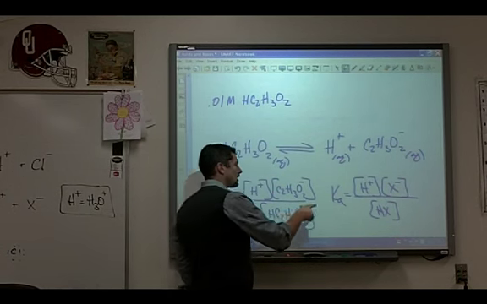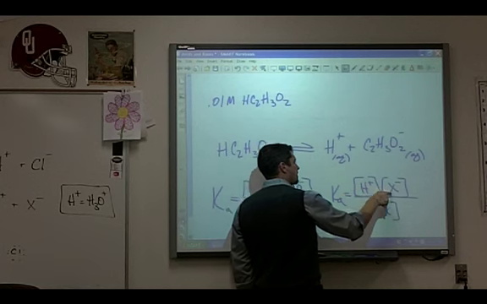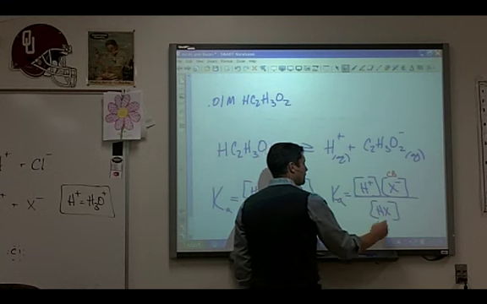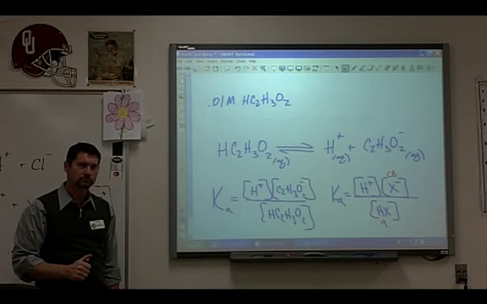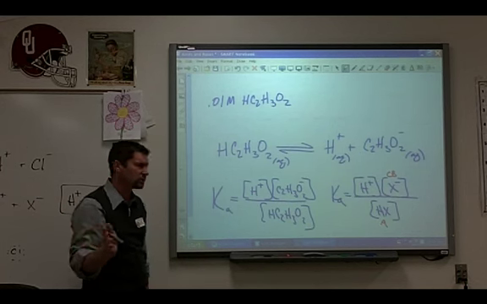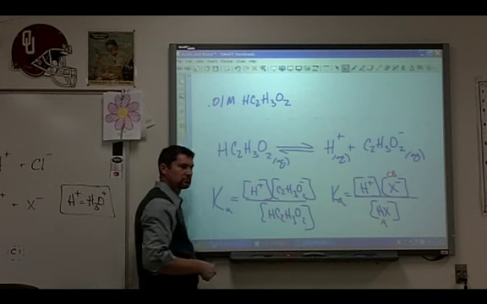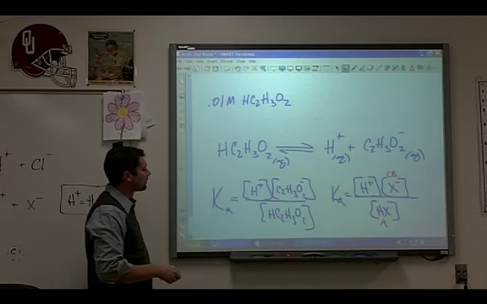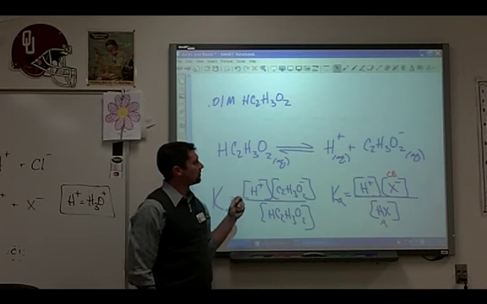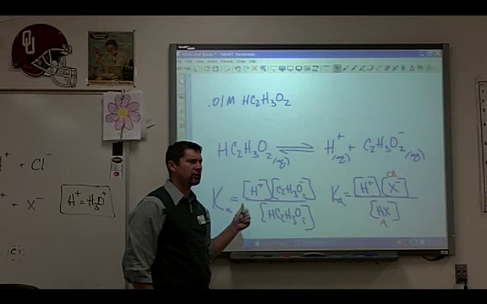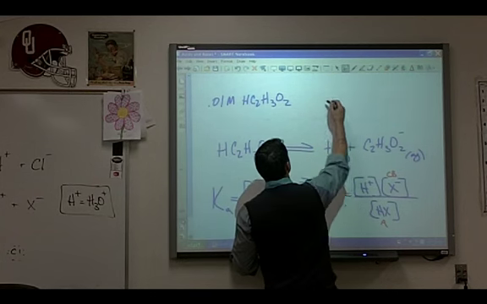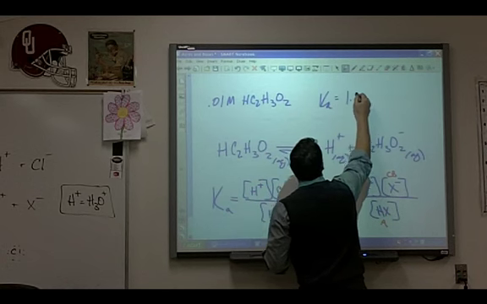Okay? Once again, Ka is always H positive times the conjugate base over the acid. Does that make sense there? Whatever this is right here. Okay? Alright, so if we're doing Ka stuff and we're doing equilibrium stuff, then aren't we probably going to do an ICE chart? Hopefully not. No, we are. And by the way, that also means that this does have a Ka value, and it's 1.8 times 10 to the negative fifth.